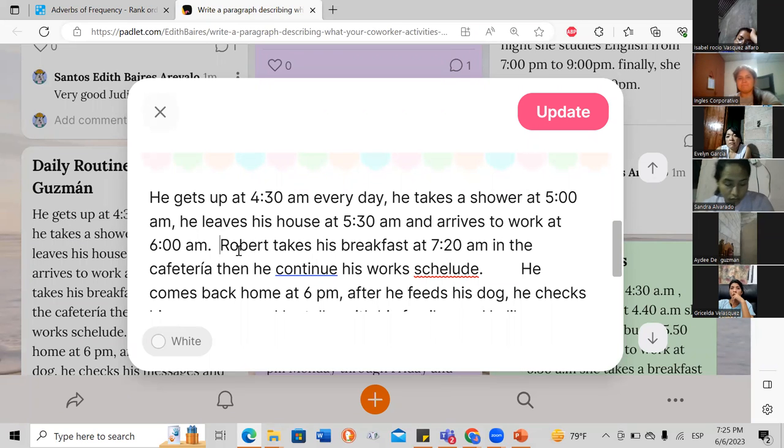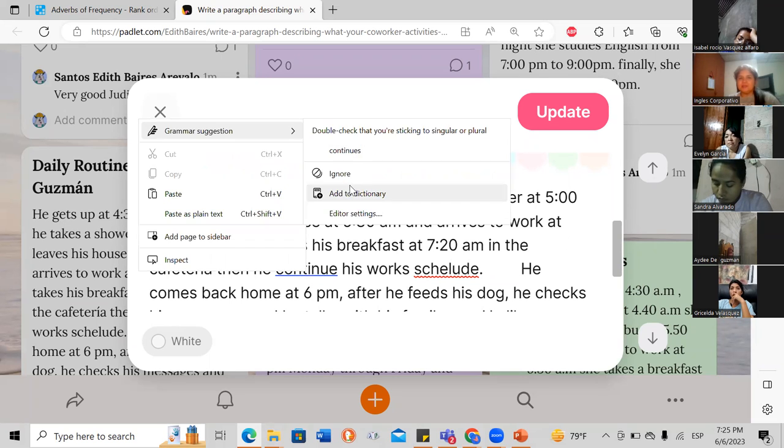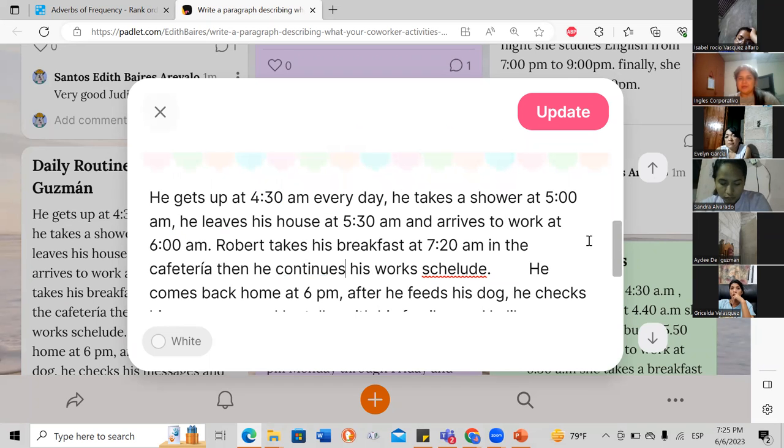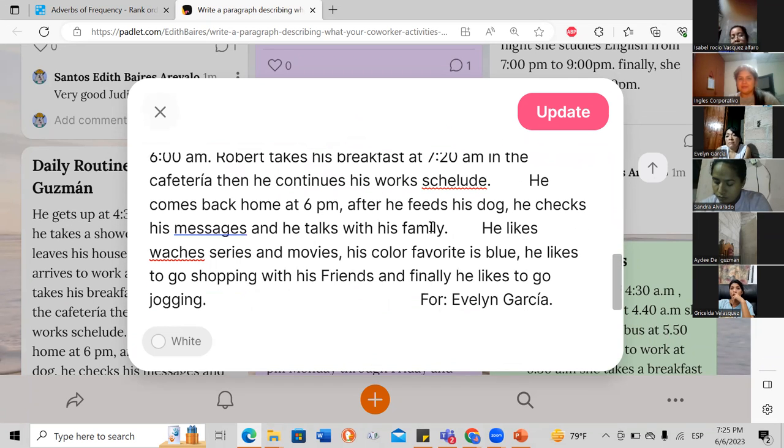Okay. Robert takes his breakfast at 7 a.m. in the cafeteria. Then he continues. Okay, le agregamos ese porque es he, okay? He continues his work. Aquí no lleva ese porque es un nombre. Schedule.